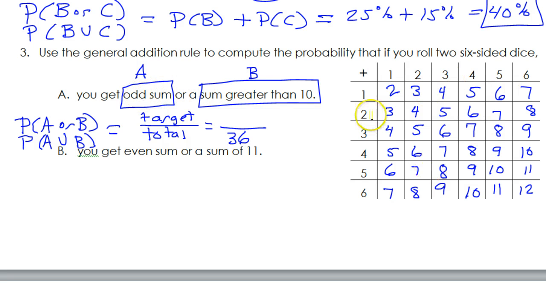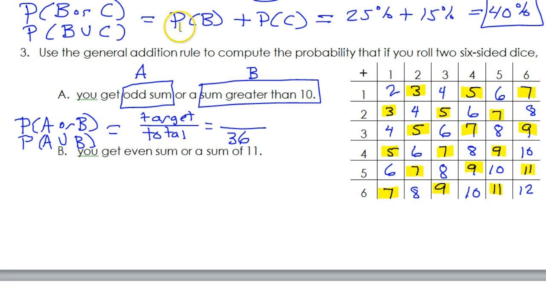So these are all sums. Here's an odd. Those are odd. These are odd. These sums are odd. More odd. And these are also odd. Is there anything else? Okay, so these are all the odd ones.